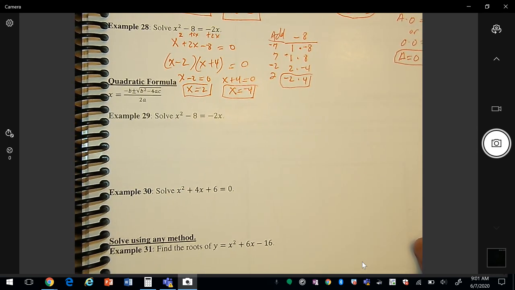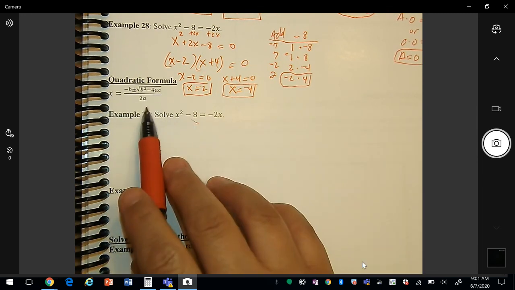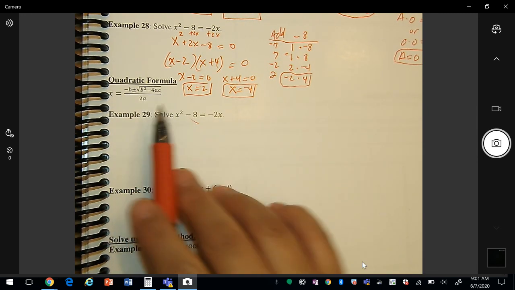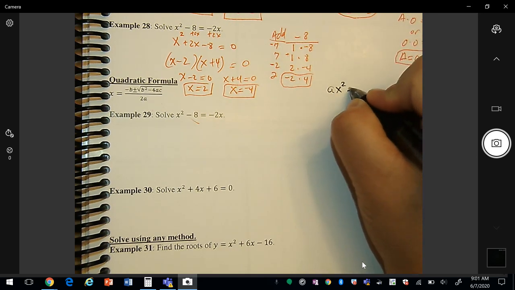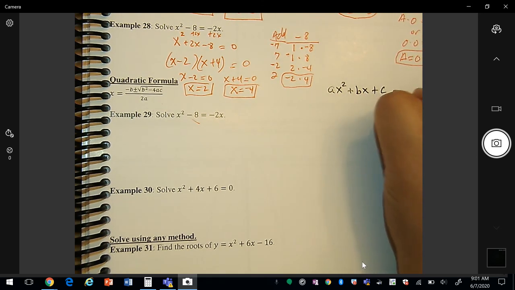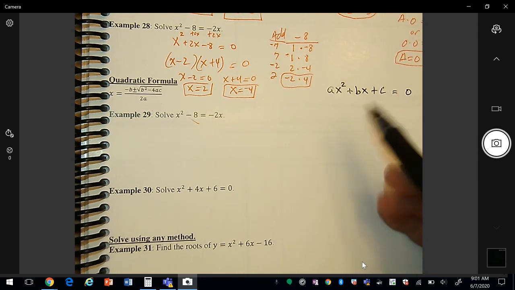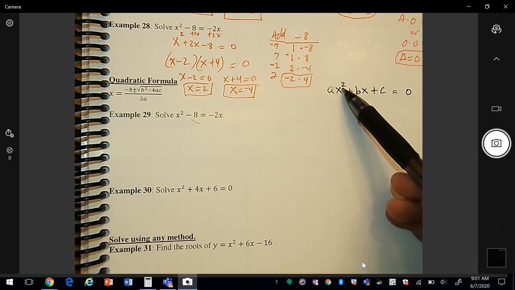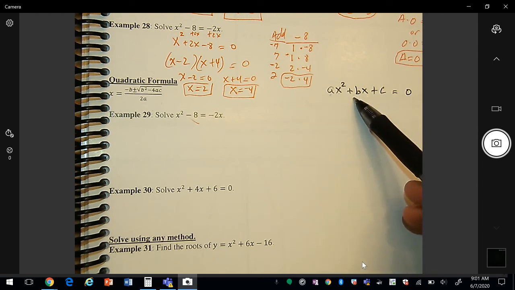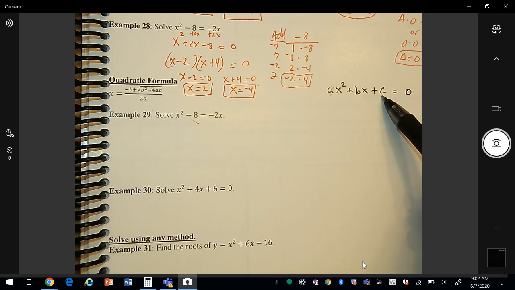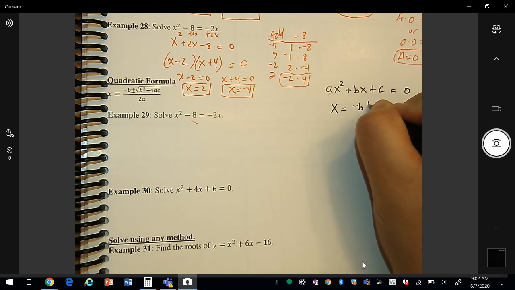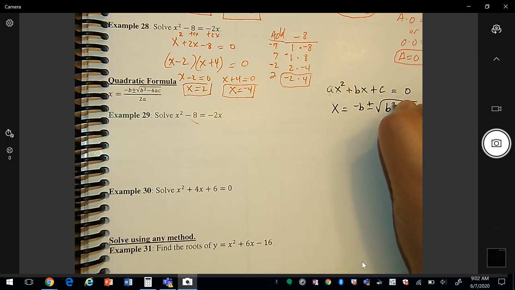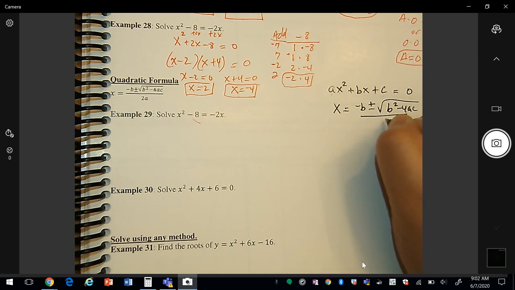The other way that we can solve these equations is using the quadratic formula. The quadratic formula works great. The only thing is that you would have to memorize the formula. When something's quadratic, it means that the highest power is a 2, and the number in front of x squared is always a, the number in front of x is b, and then your constant is c. So the formula is negative b plus or minus the square root of b squared minus 4ac, divided by 2a.